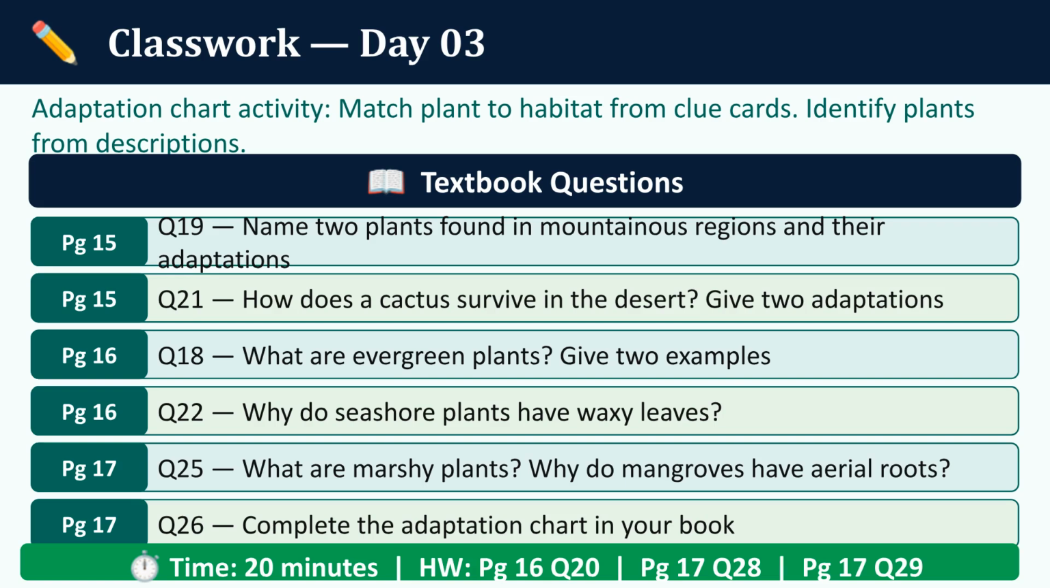Complete the adaptation chart. Match each plant with its correct habitat. Answer the textbook questions carefully. Remember to explain why each plant is suited to its habitat. Neat work always earns better marks.